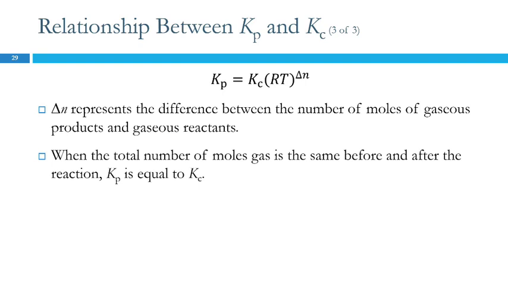And if we have the same moles of gas before and after, what does delta N end up being? 0. If delta N is 0, then RT to the 0 is 1, and Kc is equal to Kp if it's the same number of moles, because then all those RTs cancel out. If it doesn't, then there's going to be RTs left. And by combining it like this, we don't have to go through and do all the RTs.